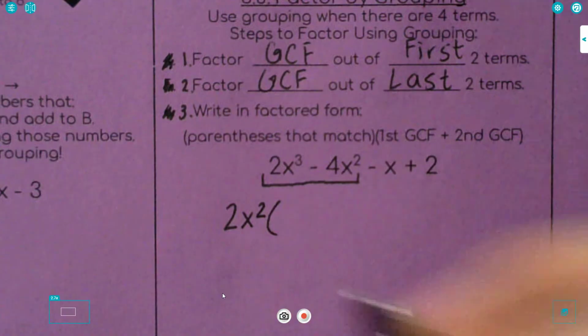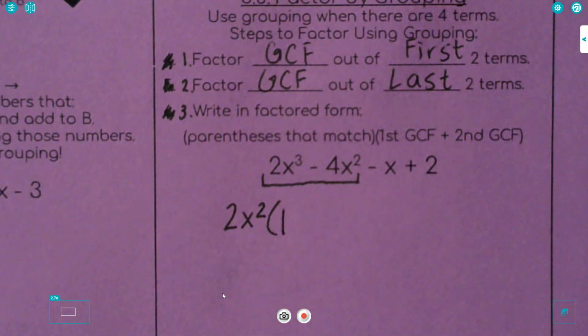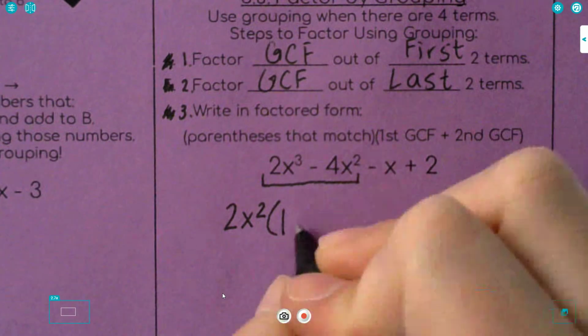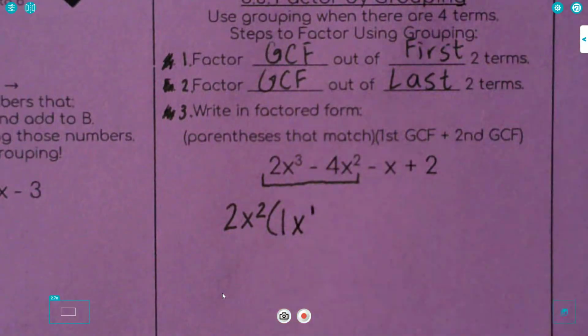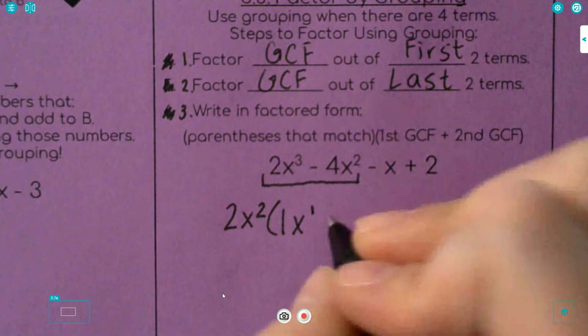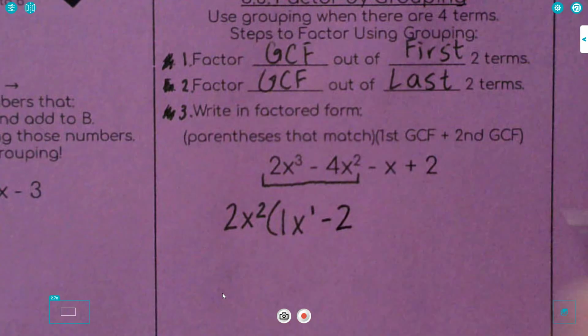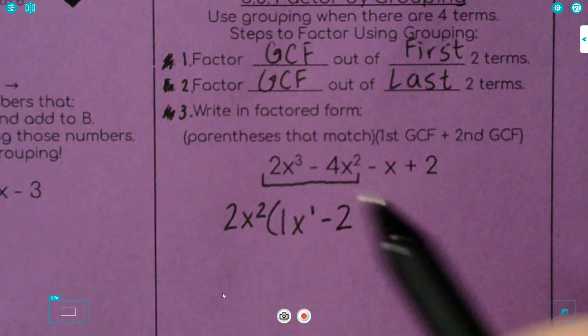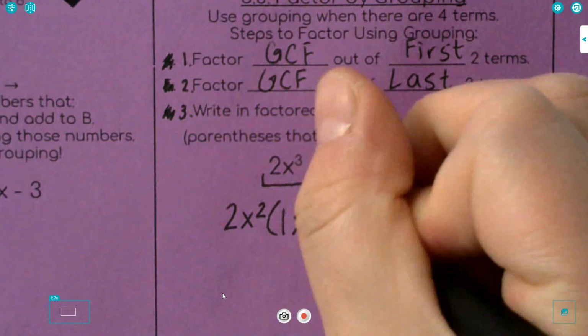2 divided by 2 is 1. And then I can subtract my exponents, 3 minus 2, also 1. So I've got 1x to the first there. Negative 4 divided by 2 is negative 2. And then I subtract my exponents. 2 minus 2 is none.